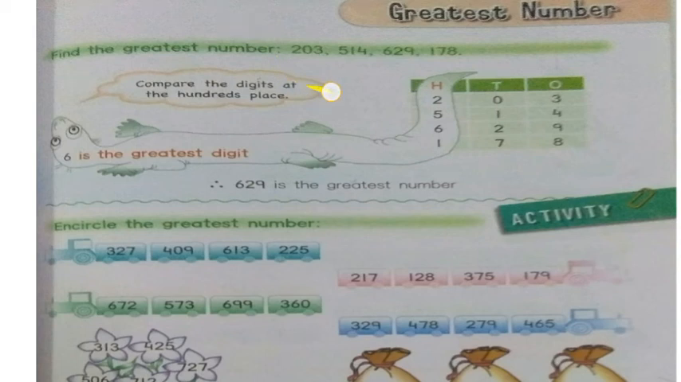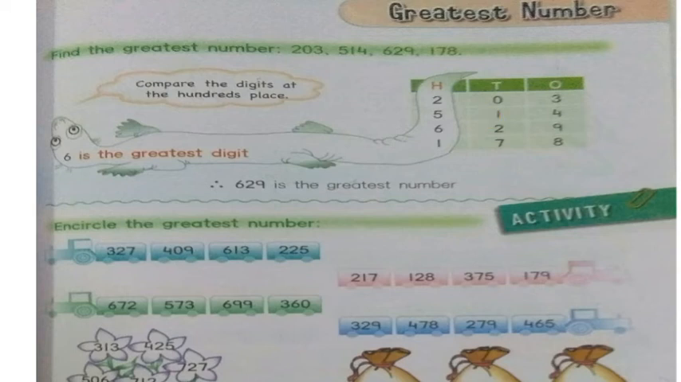So how will you find out the greatest number? Just see, the numbers you have to write in the place value chart. You have to make 3 columns: ones, tens, hundreds. In this place value chart, you have to write the number properly. Like this, read it, 203. As 2 is in hundreds place, the place value of 2 is 100, that's why 2. Then 0 is in tens place, and 3 is in ones place.